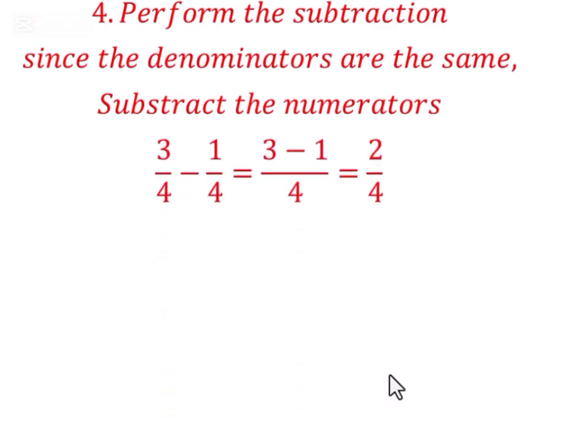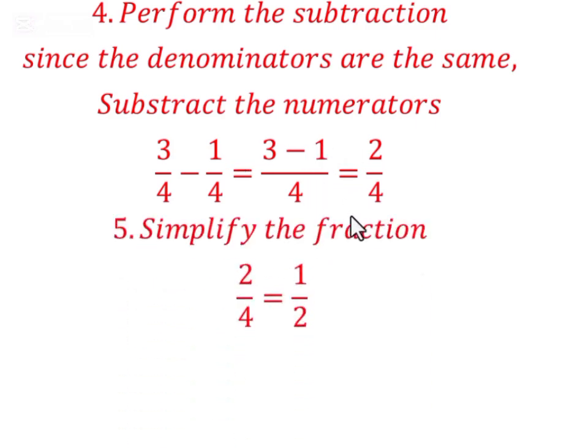The fourth step is to perform the subtraction, because we have sin² 60 degrees minus sin² 30 degrees. We have 3 over 4, which represents sin² 60 degrees, minus 1 over 4, which represents sin² 30 degrees. Both denominators are the same, so I simply do 3 minus 1 over 4, which gives 2 over 4.